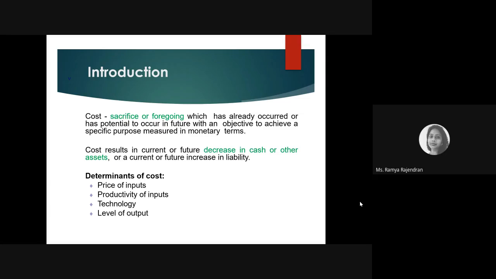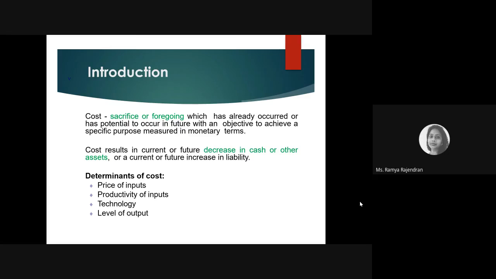So it can be a current decrease in cash or a future decrease in cash, or you're forgoing some of your assets, or sometimes you might get it as a liability. Here you're liable to the bank because the bank has paid the shopkeeper, and you have a liability: you will be paying it to the bank.